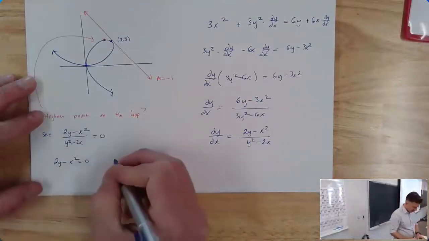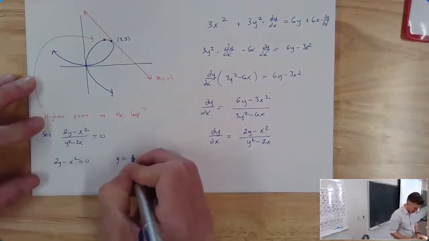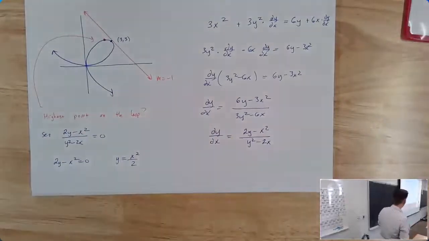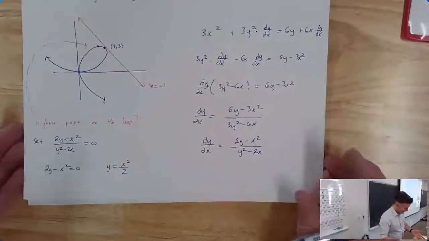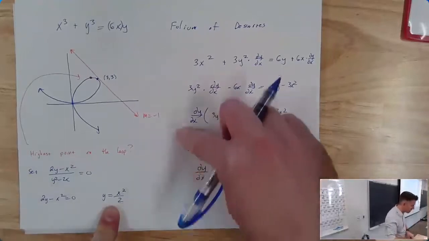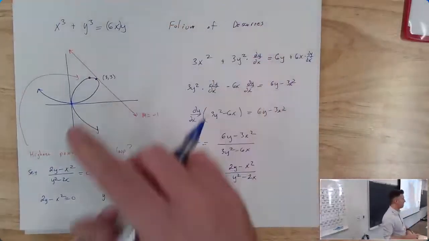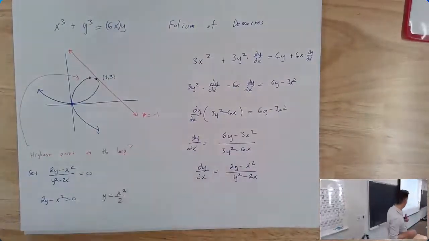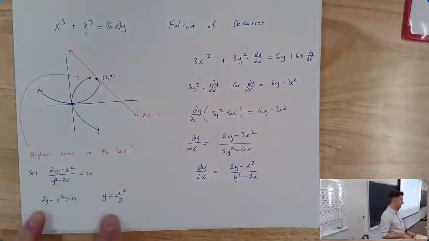And solving for y, I get y equal to x squared over 2. Now, that doesn't actually give me a point yet. This needs to be a point on the graph. So what I have to do at this point is plug this y back into the original equation so I can actually find a point that is on this curve, this graph, that also satisfies this particular restriction.